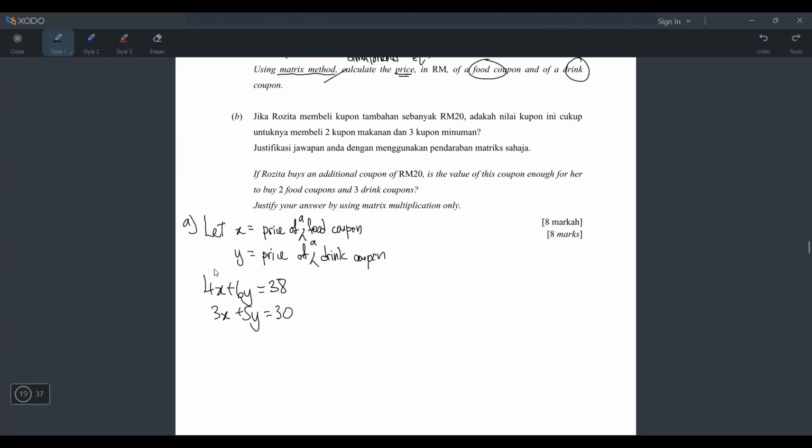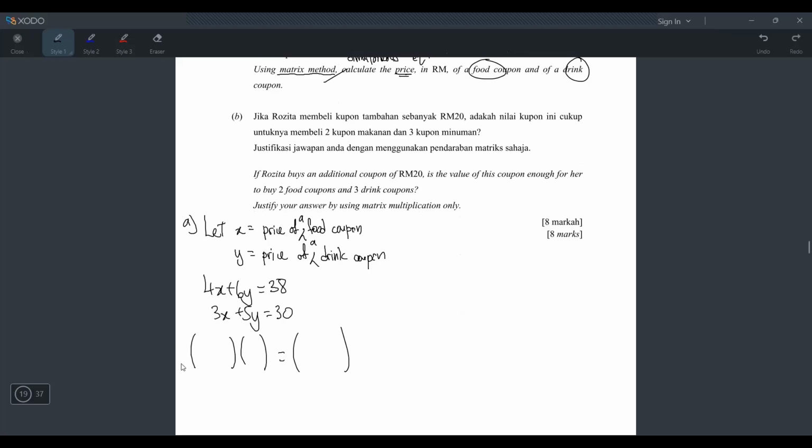If we use elimination method, how? Elimination method means you samakan the coefficient, right? And then you try to tambah or tolak to hapuskan, right? But they already say use matrix method, so this is how I'll do it. Matrix method is like this. You put bracket, bracket, bracket. And then in the first bracket, you will put down all the numbers.